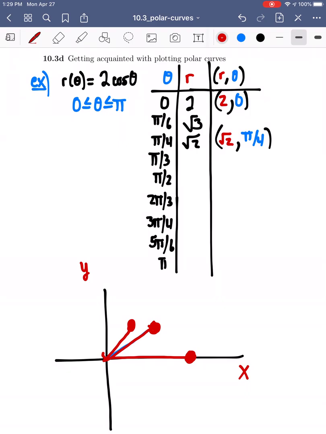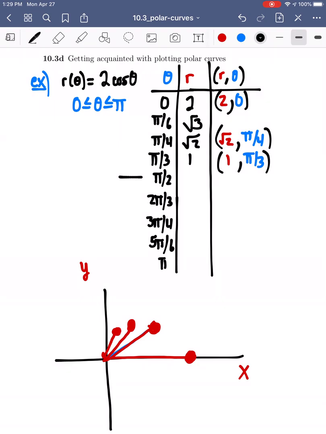All right, let's keep going. At the angle of pi over 3, cosine of pi over 3 is 1/2. So 2 times 1/2 gives us a 1. So the next point we're at is 1 comma pi over 3. So we investigate along that angle of pi over 3, and we have to move out a distance of 1. And 1 is smaller than square root of 2, so we know we're closer to the origin than that point. Again, this is by no means a very good sketch. Okay, so let's keep going.